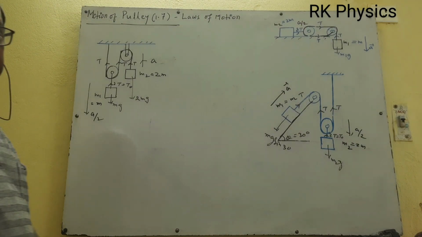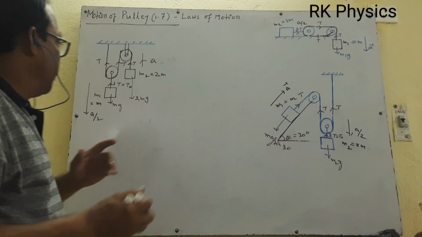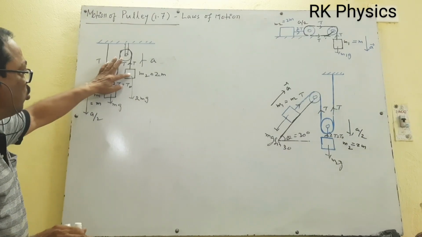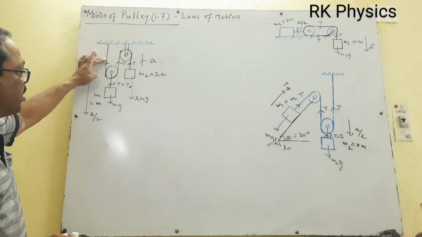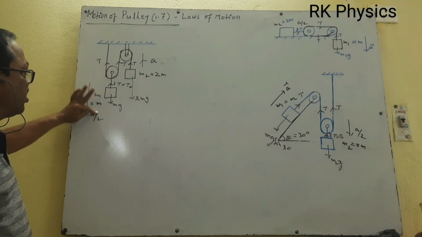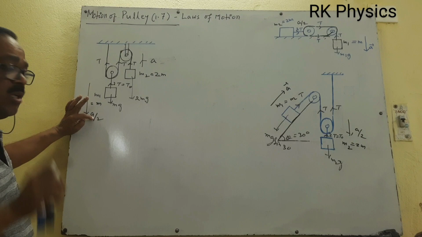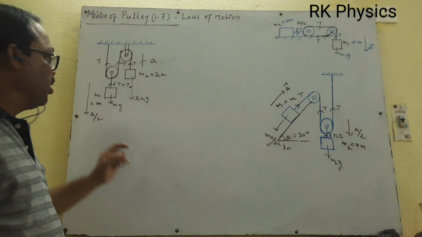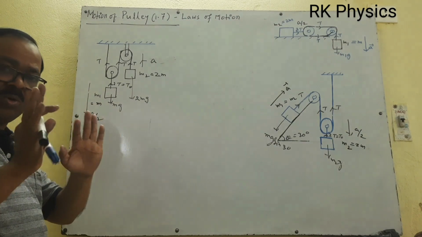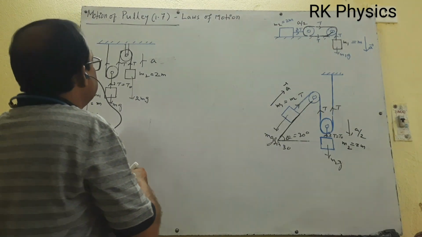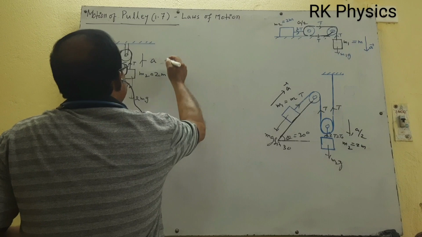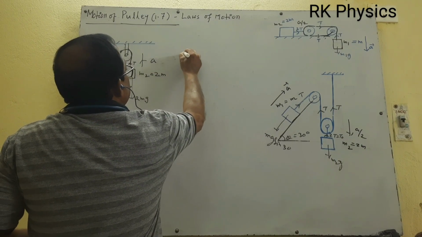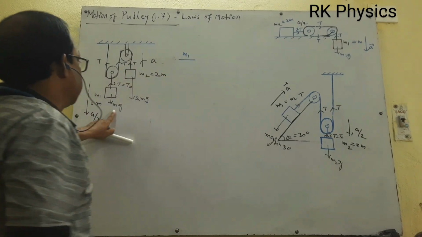Now let us write the equations of motion. If my acceleration is negative, then 2m is moving down and this is moving up. I am taking this is down, this is up. If the answer is positive, my convention is correct. If the answer is negative, my directions are reversed. So whatever may be, you calculate in this way by taking any one side as down and the other side as up. So for mass m1, write equations first.